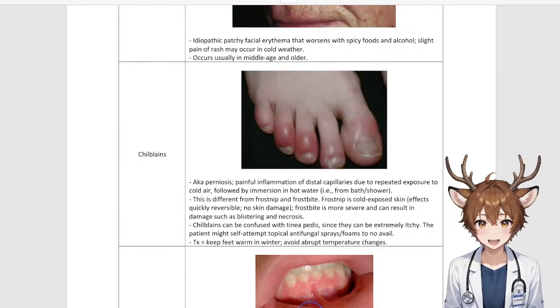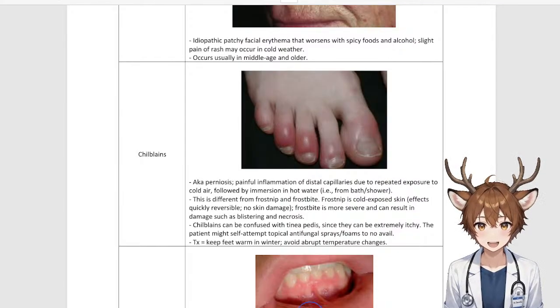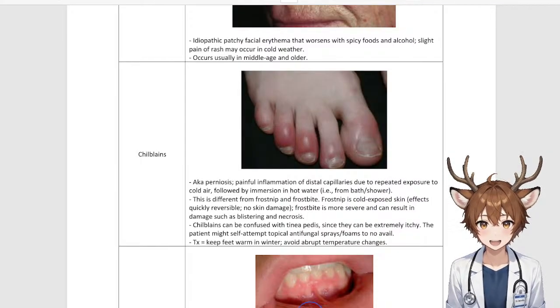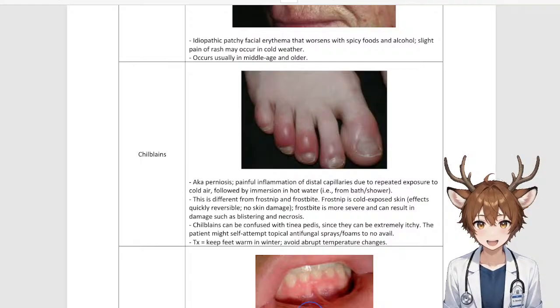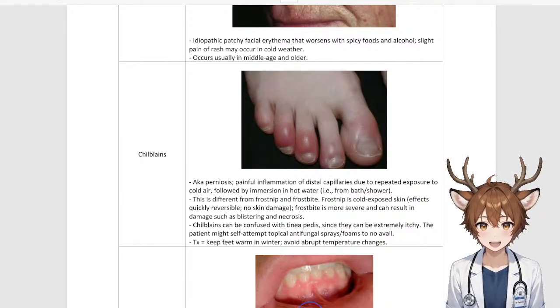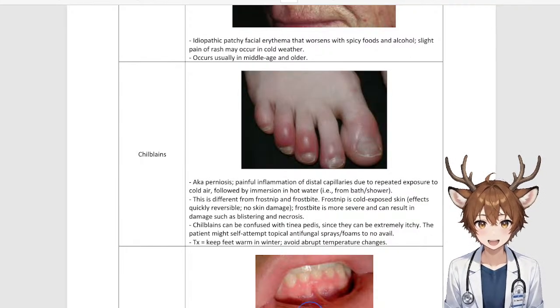However, chilblains can be confused with tinea pedis since they can be extremely itchy. The patient might self-attempt topical antifungal spray foams to no avail. Treatment would be keep feet in warm water, avoid abrupt temperature changes.